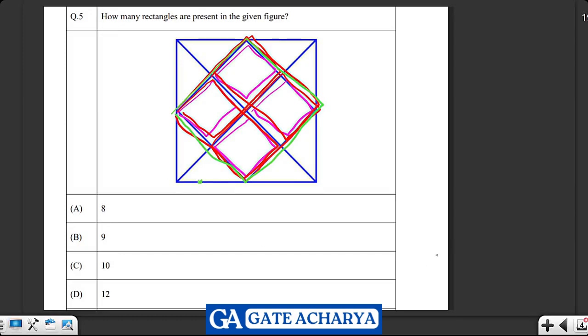If I want, I can take a different color for that. Blue is already there, right? So the black one, this one. So like that, there are 10 rectangles. So the correct answer is option 10.